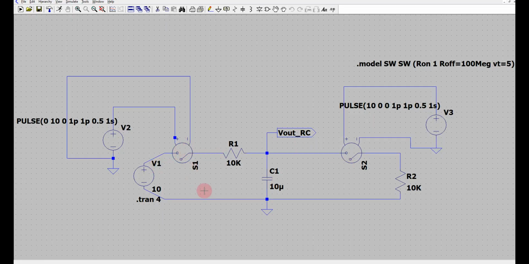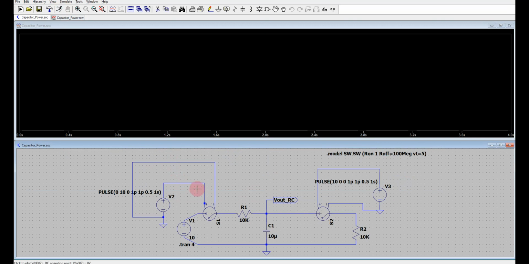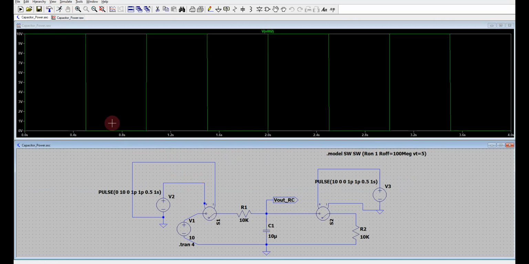Here, what I have done is this is a power supply source. I am going to switch it on first. This capacitor is going to get charged through this resistor, and then I am going to switch this off and switch on this one out here. Whatever is getting charged will now drive this 10K ohm. So I am going to do a simulation. Let me plot this signal. This is a square signal.